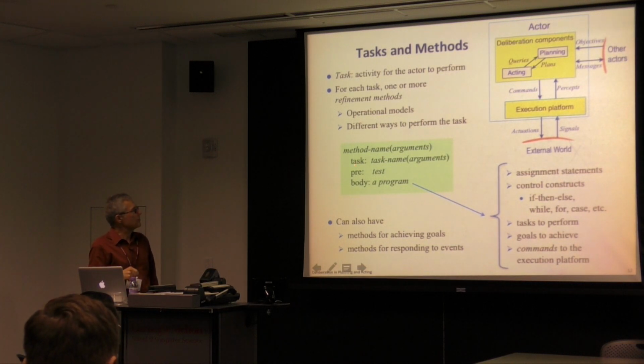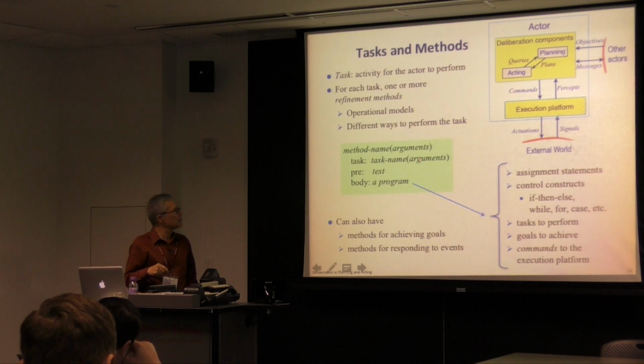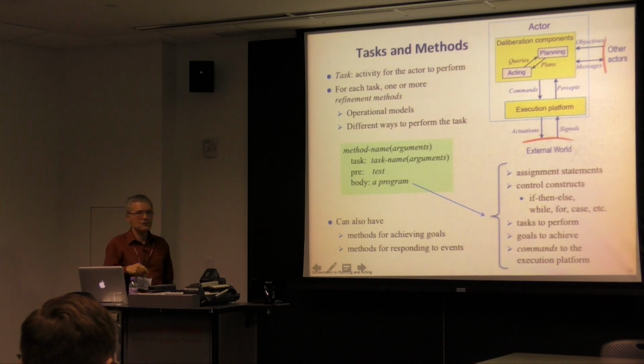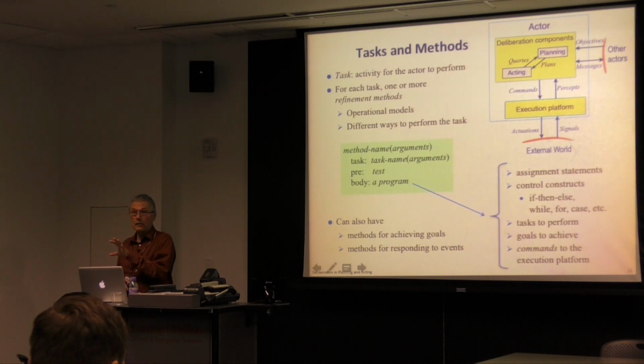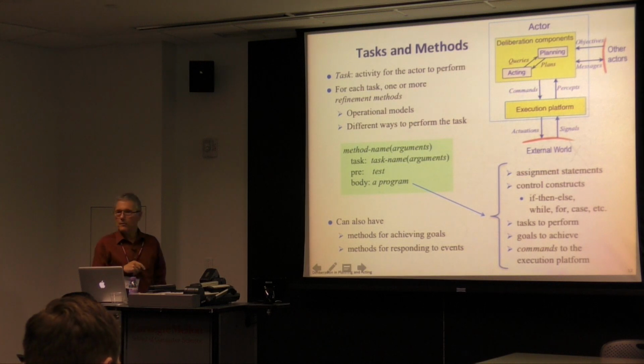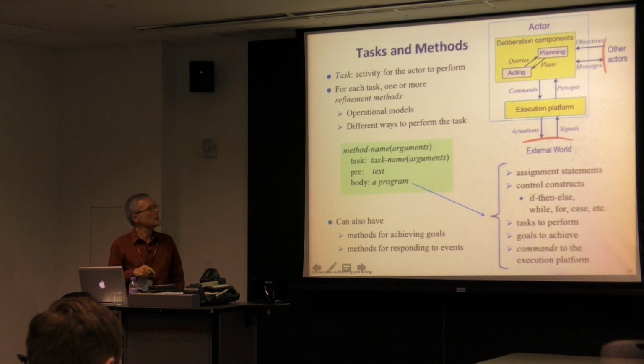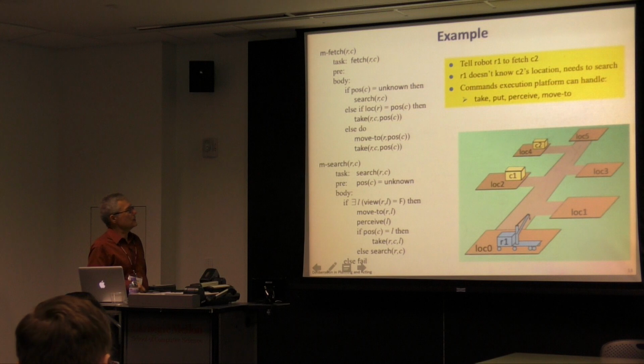So this is a method for achieving a task. You can also have a method for achieving a goal, or a method for responding to events. There's some minor differences among these three, and I'll talk a little bit more about that later. But for now, let's concentrate on these. Okay? So here's an example.